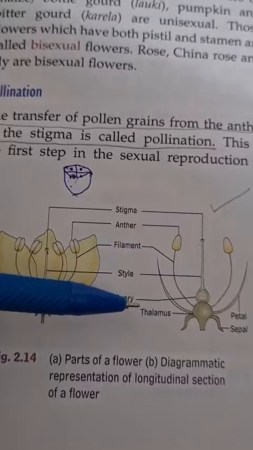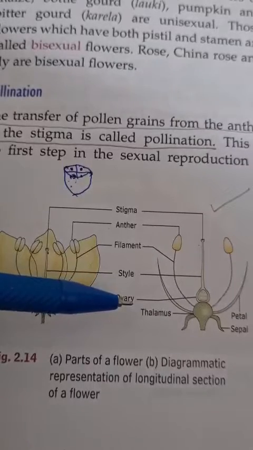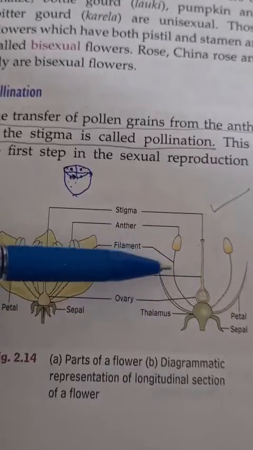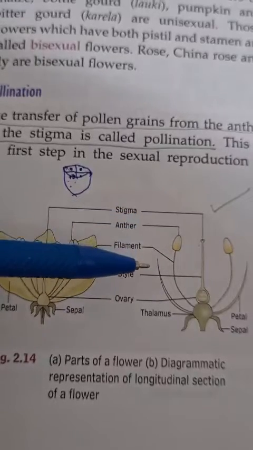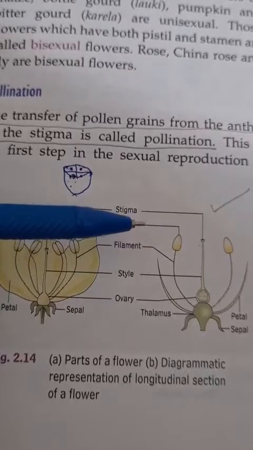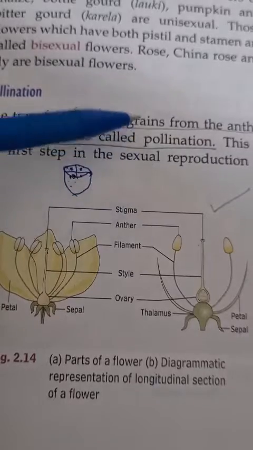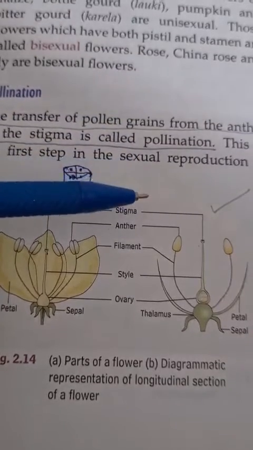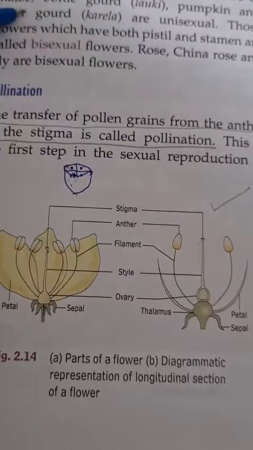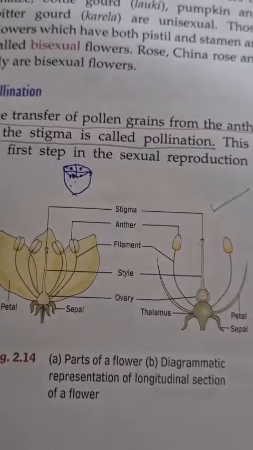Now if a flower has both male and female reproductive parts, those flowers are called bisexual flowers, like rose, china rose, lily, etc. There are some flowers which have either the male part or the female part. Such flowers are called unisexual flowers. The flowers of maize, bottle gourd, pumpkin, and bitter gourd are unisexual flowers.